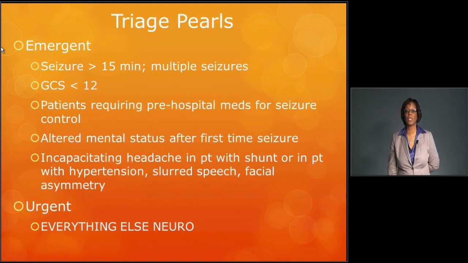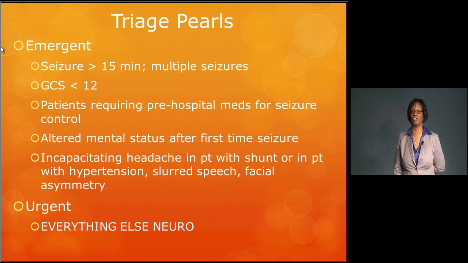Some triage pearls when it comes to neurologic assessment or neurologic presentations. Things that would be considered urgent, emergent triages, where you just want to really level the patient and go ahead and get minimal data and get them to the main treatment area. Seizures that last longer than 15 minutes, or multiple seizures in a row. So the patient who has a seizure, is postictal, does not wake up, and then has another seizure. That would be an indicator for an emergent triage.